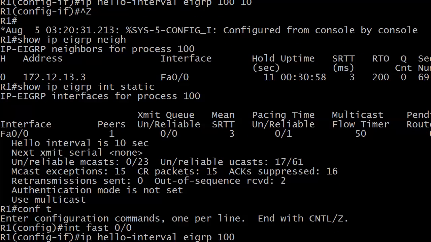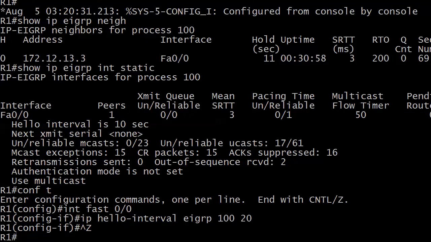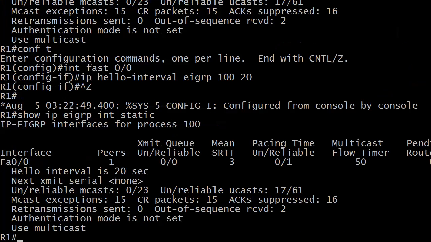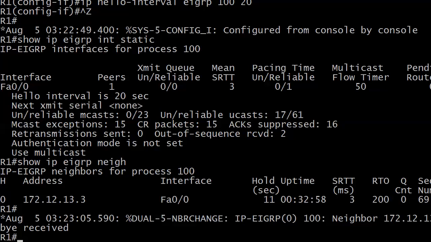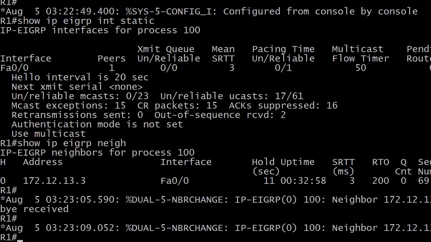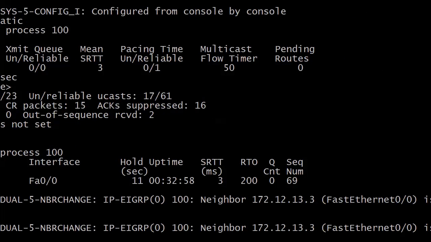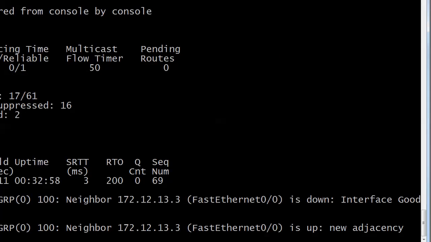I'll just backspace over my 10, put in 20. And we'll verify, as always, with static. So we see the hello interval change to 20 seconds. Again, the adjacencies don't clang down or anything like that. And you can see we've been up for 32 minutes and 58 seconds, and there goes our neighbor adjacency. And I know since I've got the font large, you can't see that entire message.